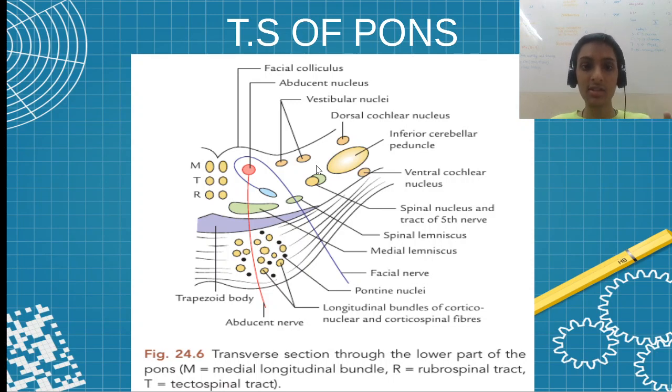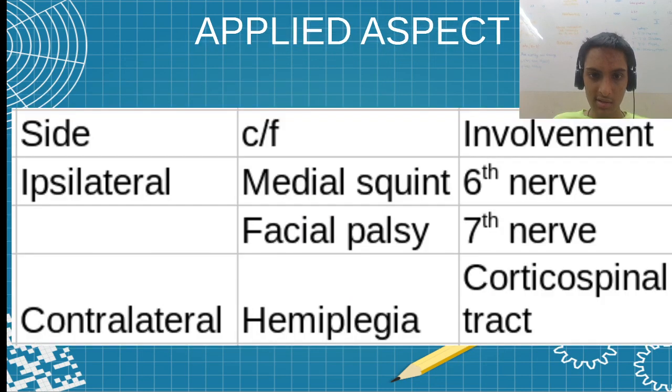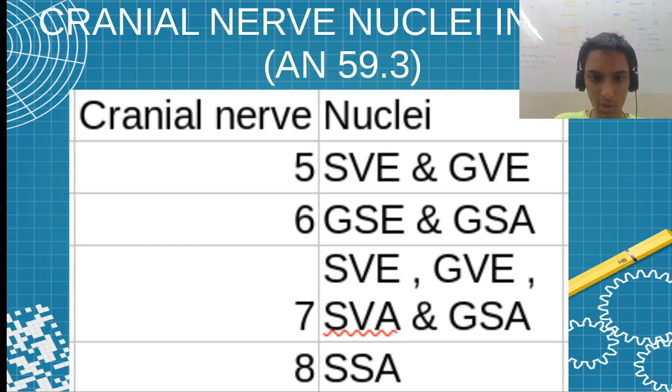Before I tell you the cranial nerve nuclei, please remember this. You may be asked, what are the cranial nerves coming from the pontomedullary junction? Whenever you are asked this question, please tell your answer as fifth and seventh nerve. In the seventh nerve, I explained the origin. It was coming from the pontomedullary junction. So please remember, fifth and seventh nerve strictly come from the pontomedullary junction.